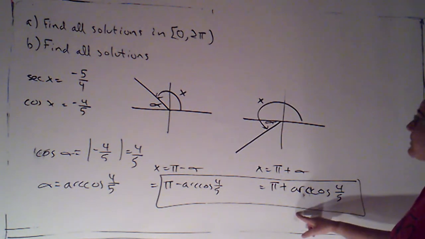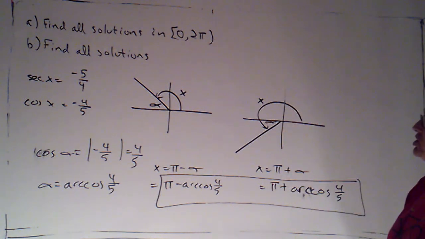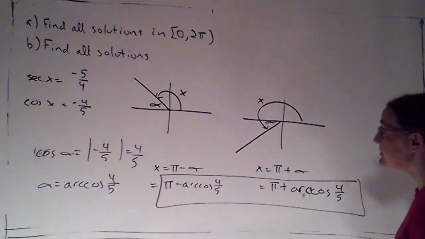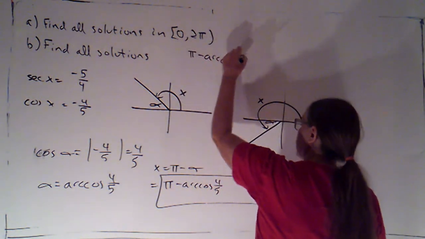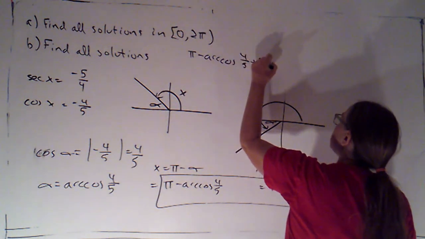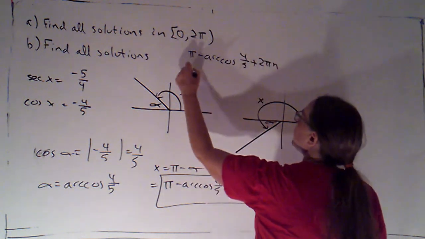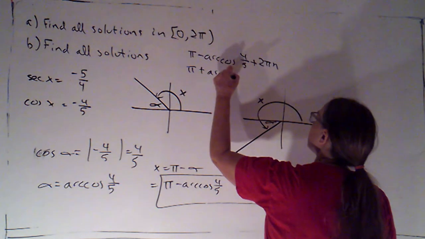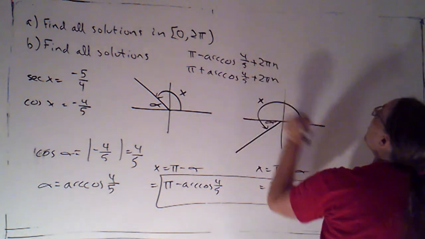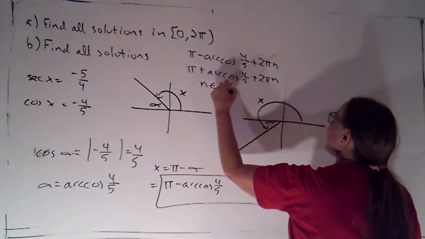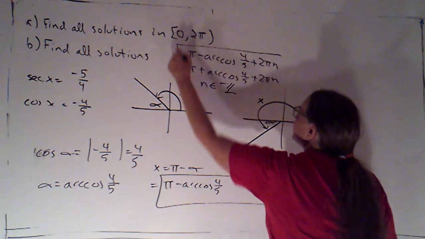So those are our solutions between 0 and 2 pi. All solutions then would be pi minus arc cosine of 4/5 plus 2 pi n, and pi plus arc cosine of 4/5 plus 2 pi n, where in both cases n is an integer.